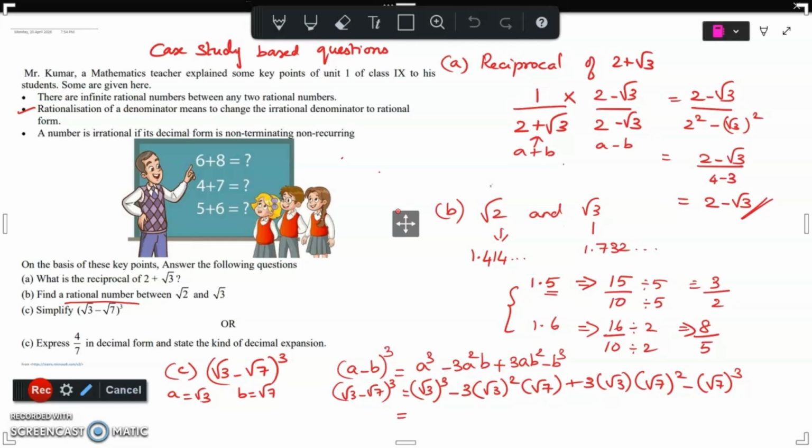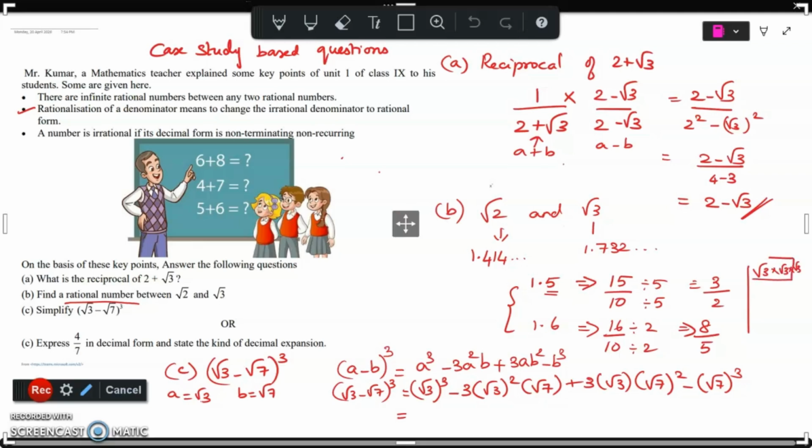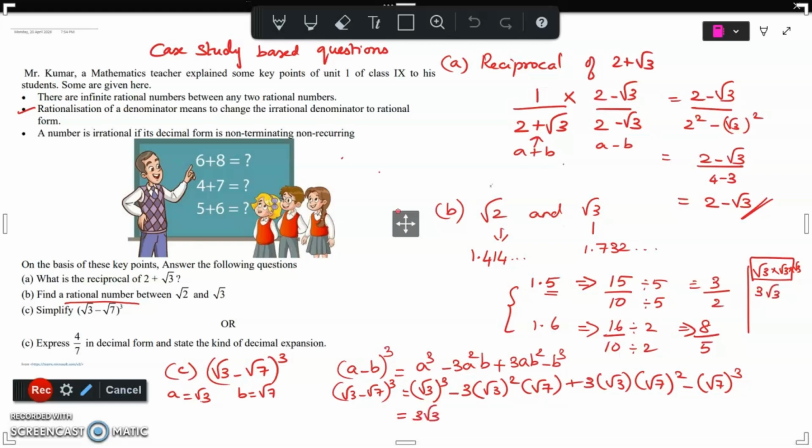So root 3 cube is root 3 into root 3 into root 3. For two root 3's it is 3, so it is 3 root 3. Here square and square root get cancelled because it is a single number, or else I can understand root 3 times root 3 is 3. So 3 times 3 is 9 into root 7 is 9 root 7. And here root 7 square, again the same thing applies because square and square root are inverse operations. So it will be 7 times 3 is 21 root 3.